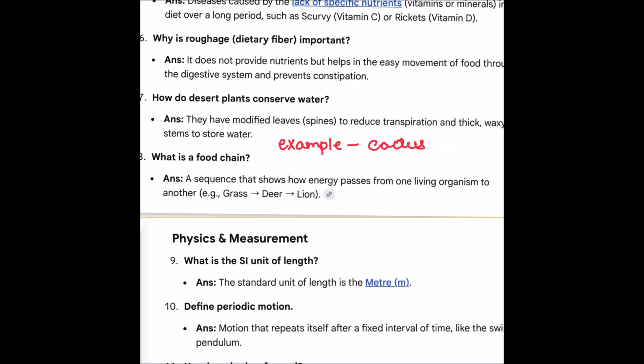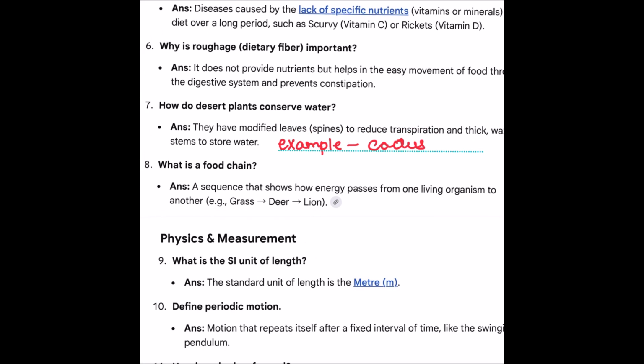Question 8 is, what is a food chain? Answer is, a sequence that shows how energy passes from one living organism to another is a food chain. And the example is grass, deer, lion. So deer eats grass and lion eats the deer. So this is a simple food chain.